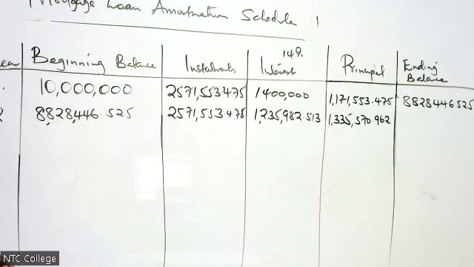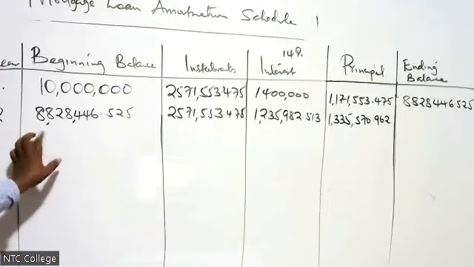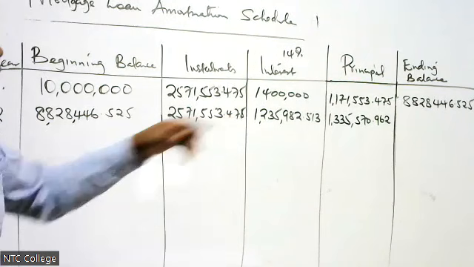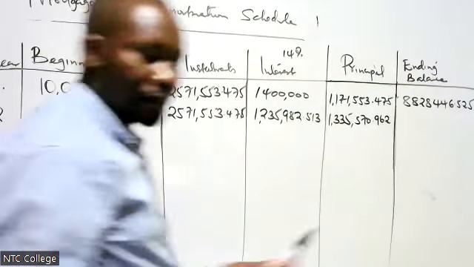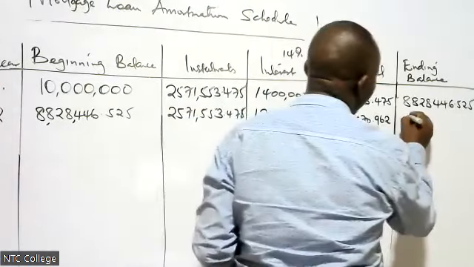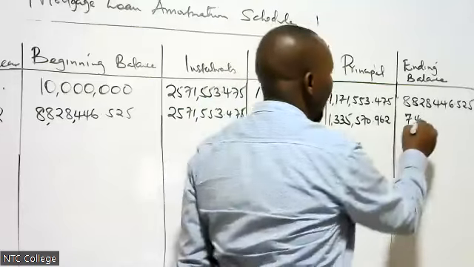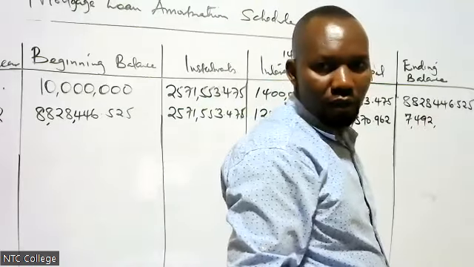Utapata ngapi? Najua 8. This one will be 8.5, 7.5. 8 minus 1, 7. 8 minus 3, 5. Ama tutaomba, so it will be 4. 7.4 what? 749, 28, 76. Though me, I have truncated my figures. Let's just move on without truncating. 749, 28, 76.